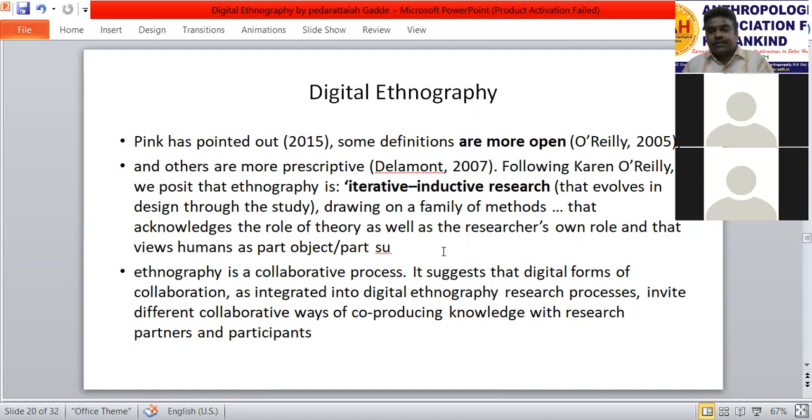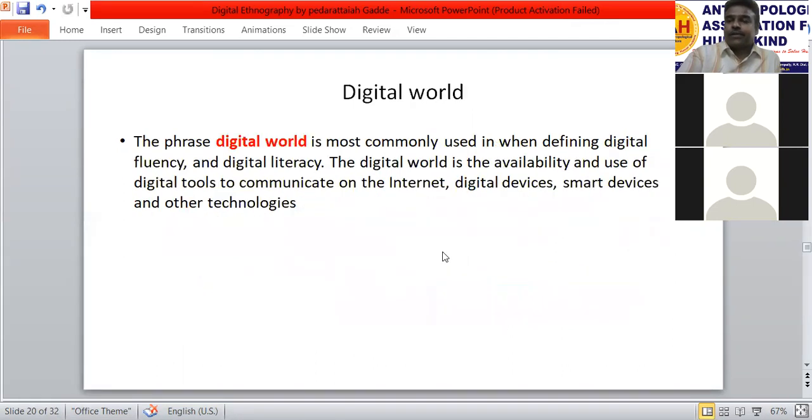It suggests that digital forms of collaboration as integrated into digital ethnography research processes invite different collaborative ways of co-producing knowledge. For example, interdisciplinary approaches: some people from other disciplines also want to know and apply the digital ethnographic insight. So they also work as a team with an anthropologically trained ethnographer. And that's where the partners and participants and processes, all these collaborative processes, are involved.